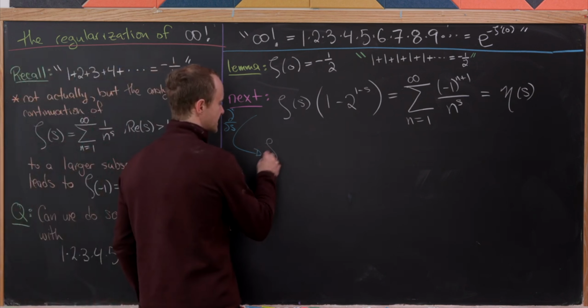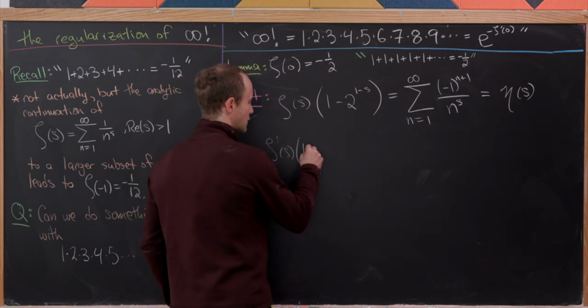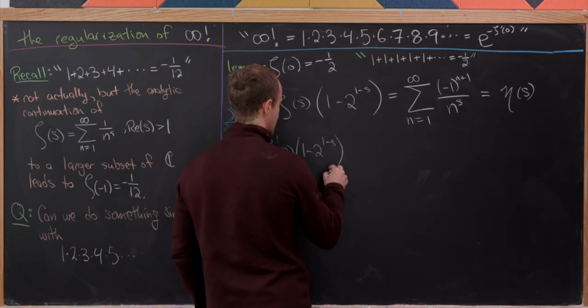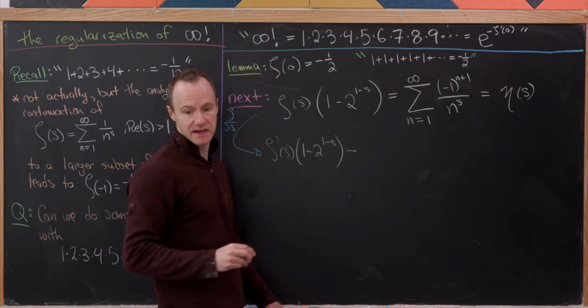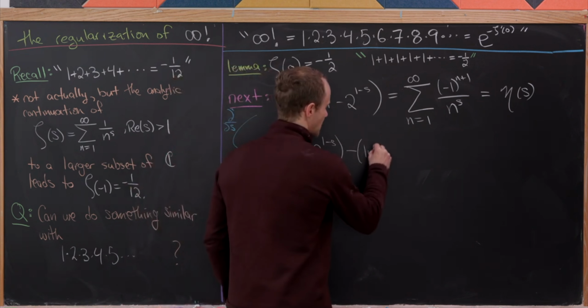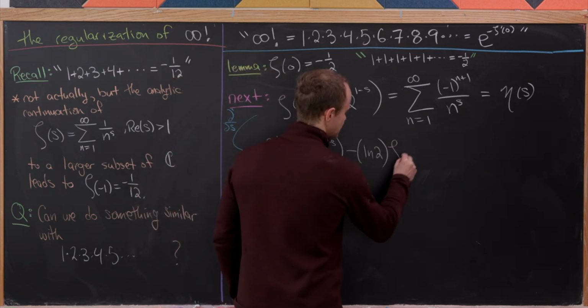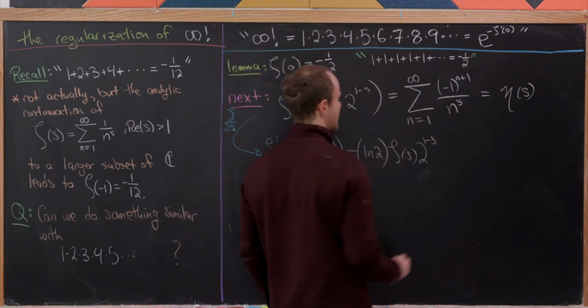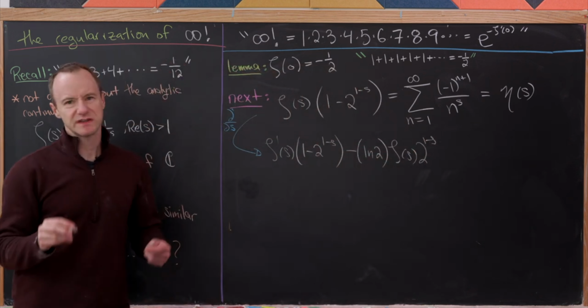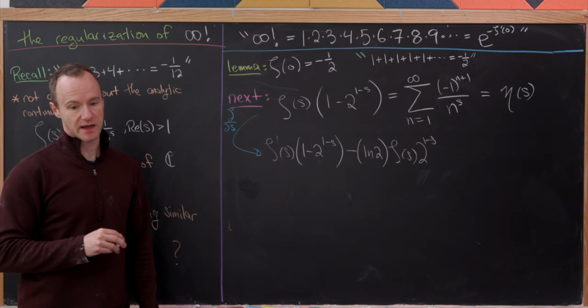So that's going to give us zeta prime of s times 1 minus 2 to the 1 minus s. And then after that, we're going to have minus the natural log of 2 times zeta evaluated at s times 2 to the 1 minus s. So that's using some tricky derivative rules, but I think that's okay.